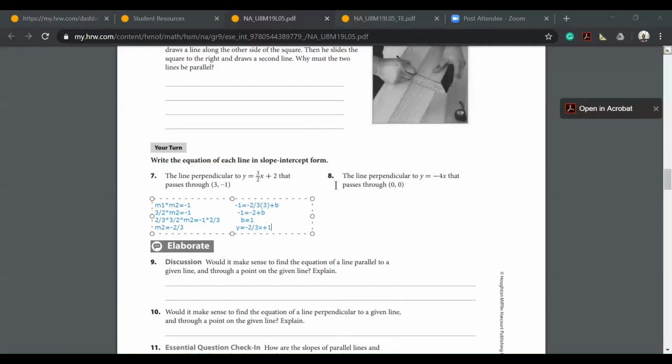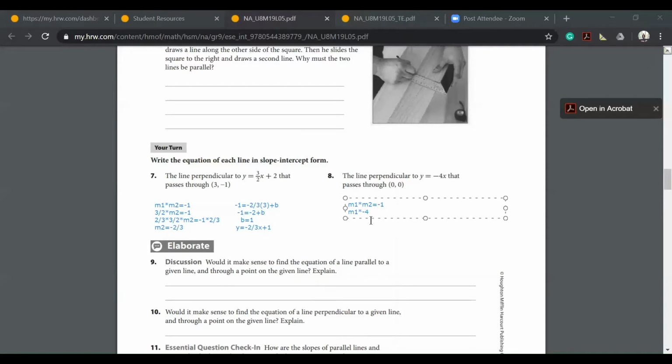Doing number 8, the same idea exactly. M1 multiply M2 will be negative 1 because he said they were perpendicular. So M1 multiply negative 4.